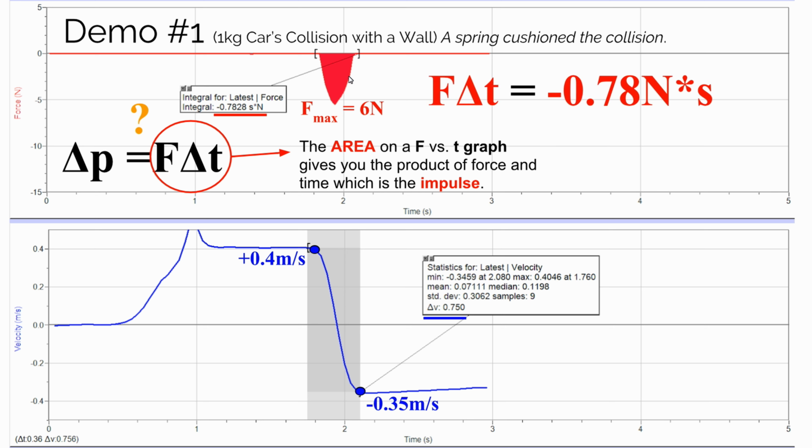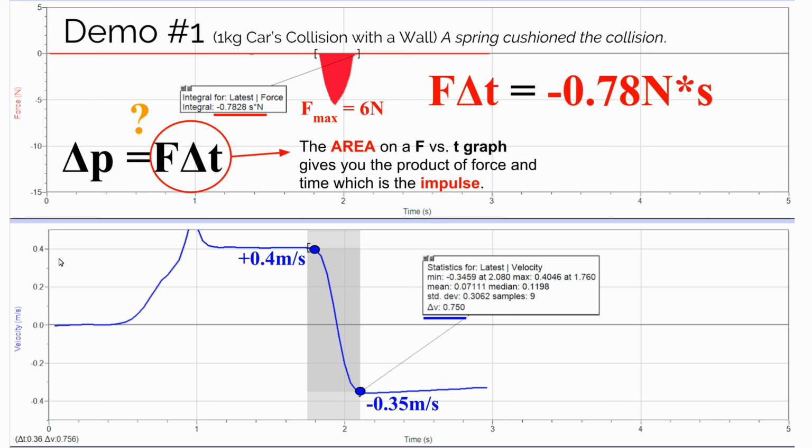So that shaded area right there is the product of the force the car experienced multiplied by the time it experienced that force, even though we have a changing force. So it turns out that was about negative 0.78 Newton seconds. So that's the impulse the cart felt. So now the question is, what is the change in momentum of the car?